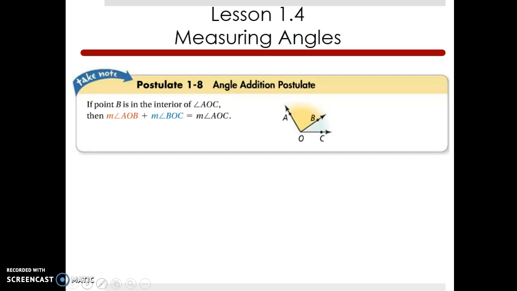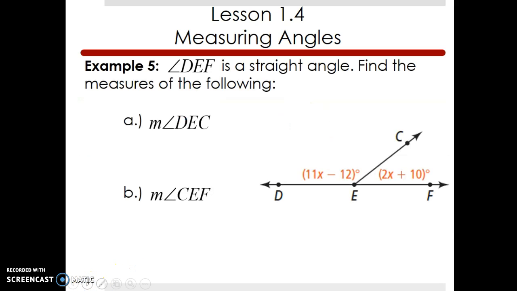Okay, so like the segment addition postulate, we have the angle addition postulate, where if you see this angle plus this angle gives you the big angle. So part plus part equals whole. So let's try this example. So you have DEC, which is that, and CEF, which is that. So it's asking us to find each individual angle. So how much does it equal? Well, together they equal 180 because it's a straight line.